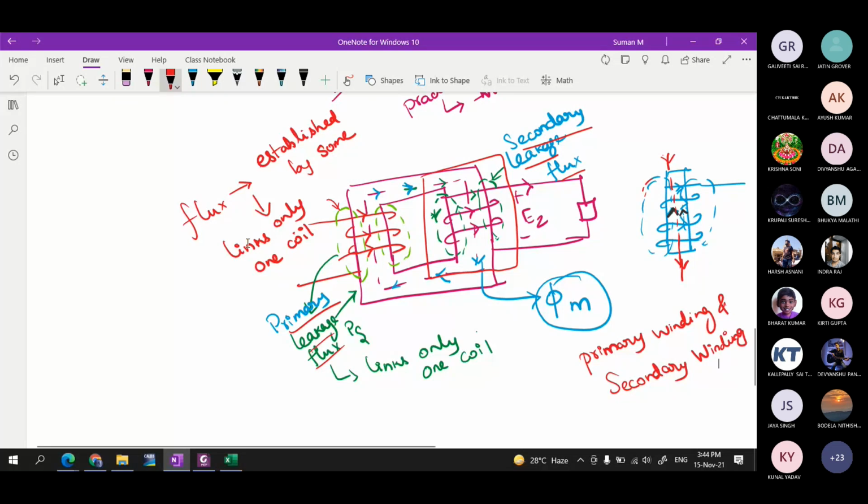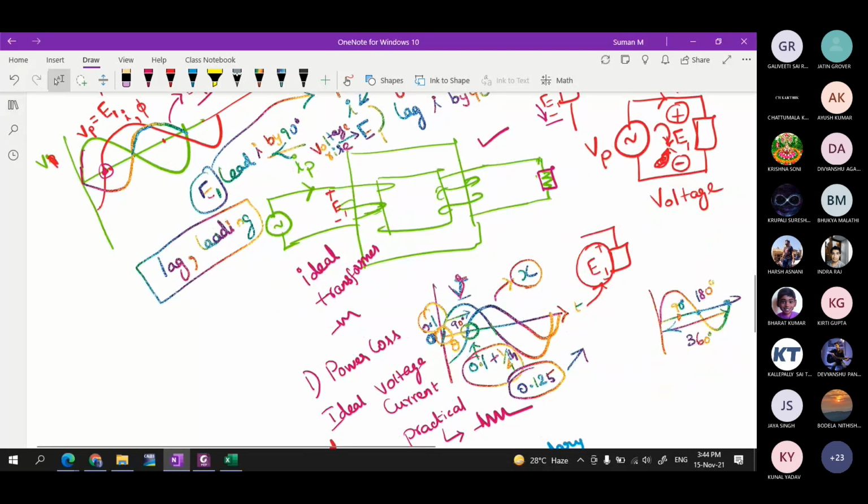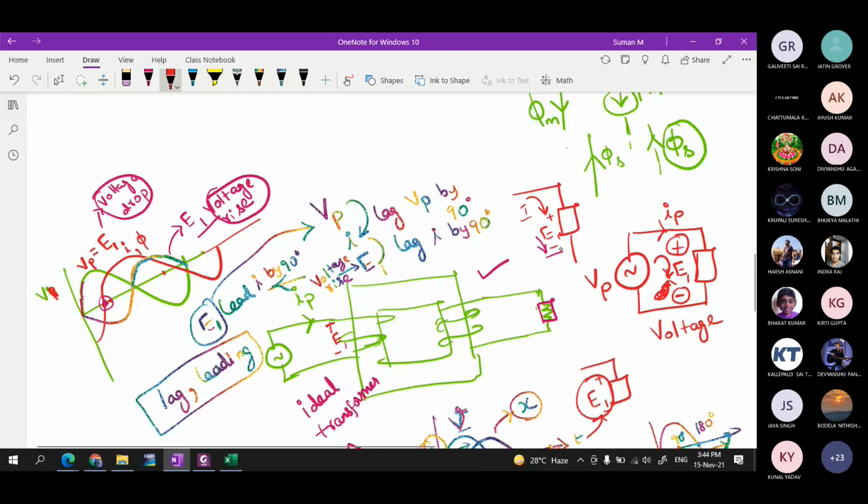So that is one thing. Then if you draw the EMF, that is E2, it will be in phase with E1, for a voltage rise here and a voltage drop here. Because E1 and E2 are in phase, there will not be any phase difference because there is no loss. There will not be any phase difference for an ideal transformer. These two will be in phase because these two EMFs are induced by the same flux, that is the mutual flux. That we will discuss, so that you will not get confused as of now.